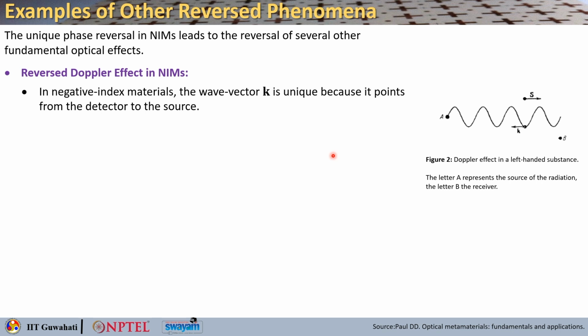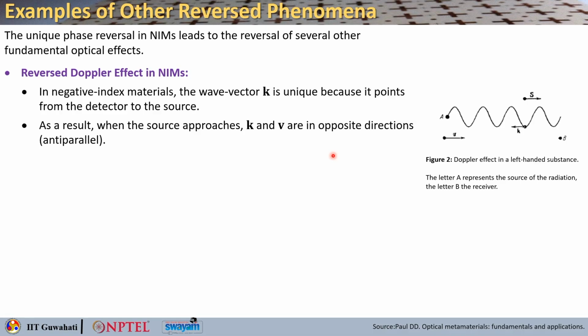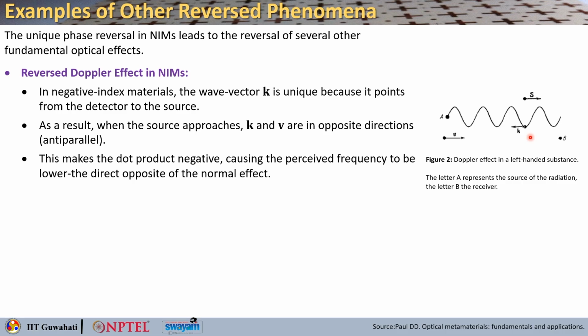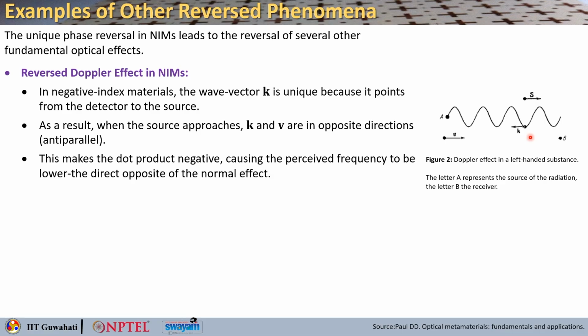In this kind of negative index material, the k vector points from the detector to the source. So, when the source is approaching the detector, v goes in the direction opposite to k, which means they are anti-parallel. In that case you get a negative dot product, and that makes the perceived frequency lower compared to the normal Doppler effect. Here it works the other way: when the source is coming towards the detector, the frequency is reduced.